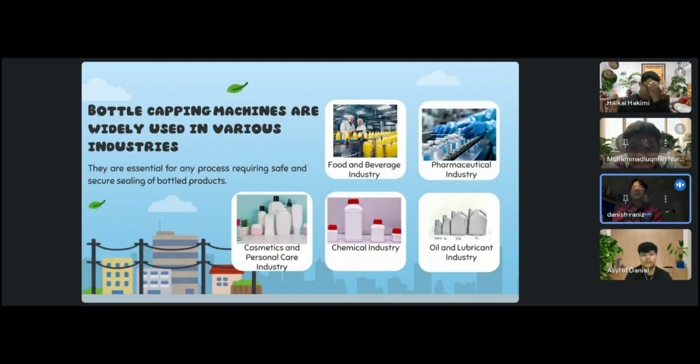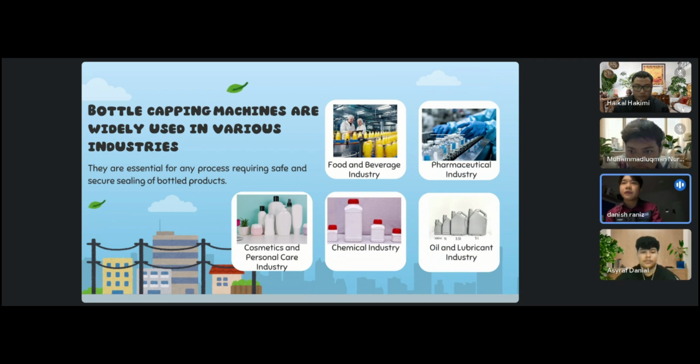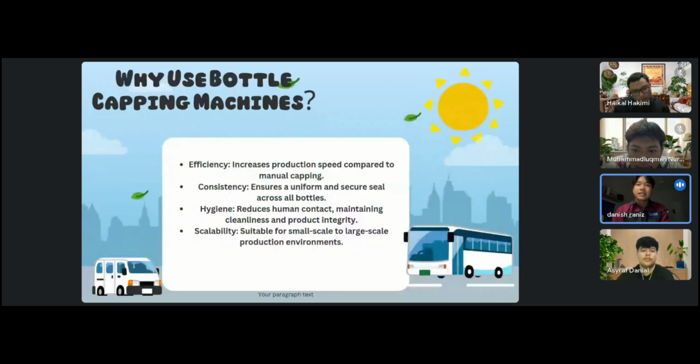Bottle capping machines are widely used in various industries because they are essential for any process requiring safe and secure sealing of bottle products. For example, this machine is used in the food and beverage industry, pharmacy industry, domestic and personal care industry, chemical industry, and oil and lubricant industry. For the next slide, why use a bottle capping machine?